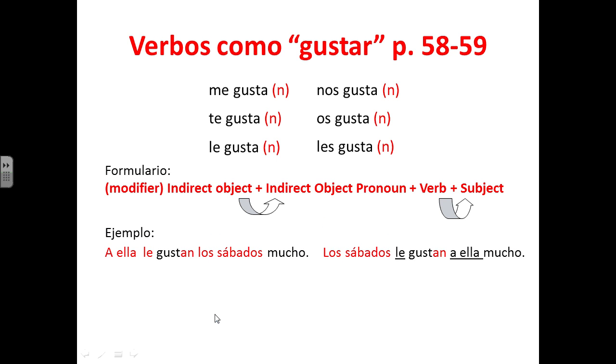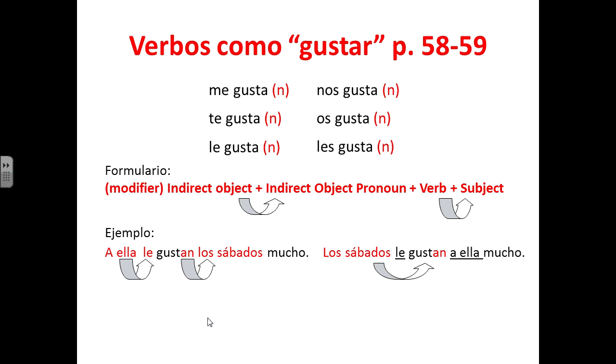Por ejemplo, a ella le gustan los sábados mucho. A ella va con le. Gustan es plural que va con los sábados. Los sábados es el sujeto. Entonces es plural, entonces gustan es plural.